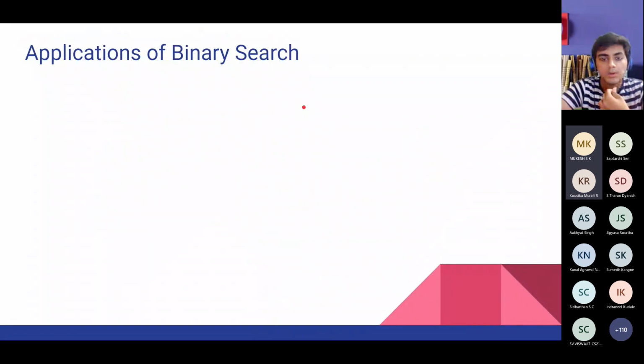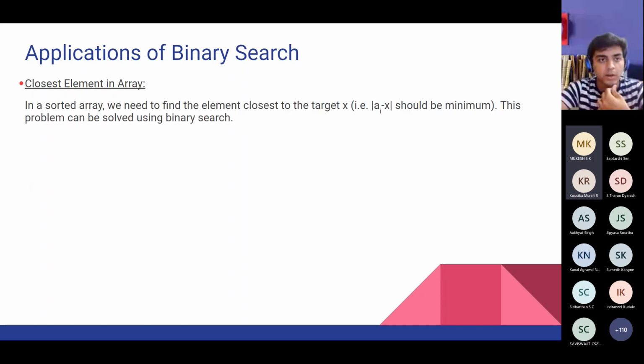And let's go over some applications of binary search, like how it is exactly used to solve problems. So consider this paradigm of solving a problem: finding the closest element of a target value in an array. In a sorted array, we need to find the element closest to the target value x. Formally, |ai - x| should be minimum. This problem can be solved using binary search.